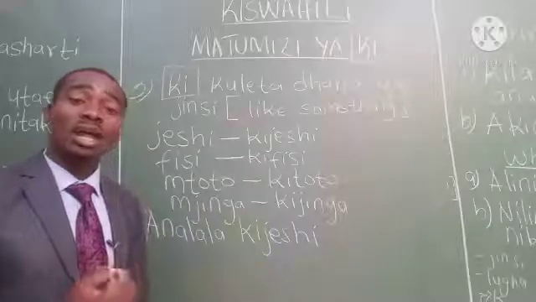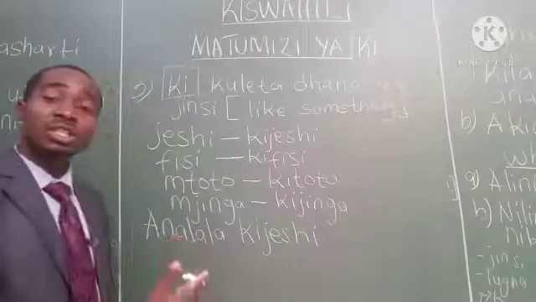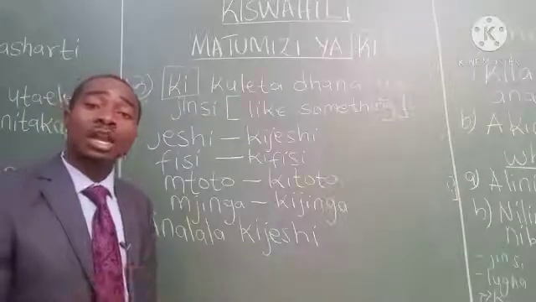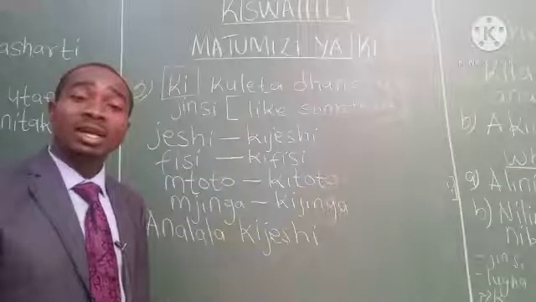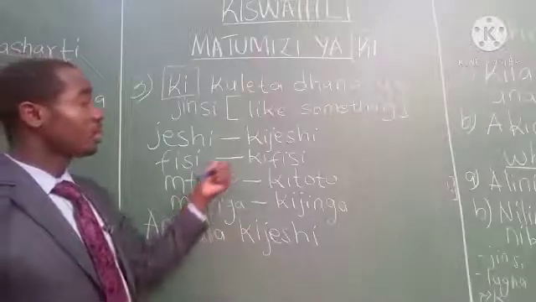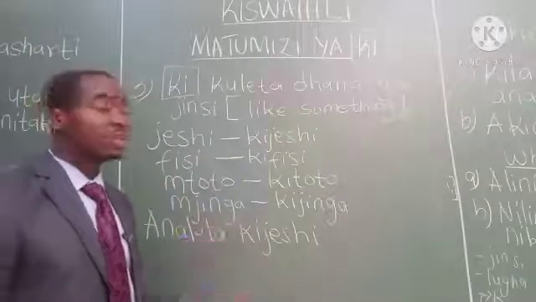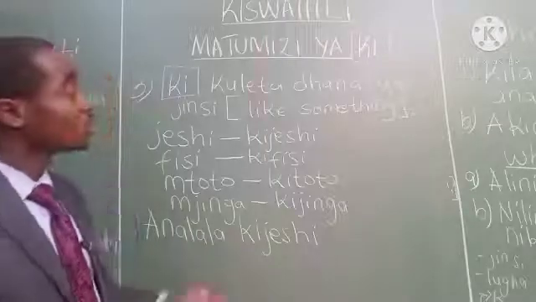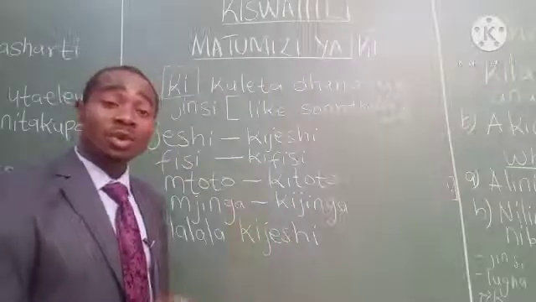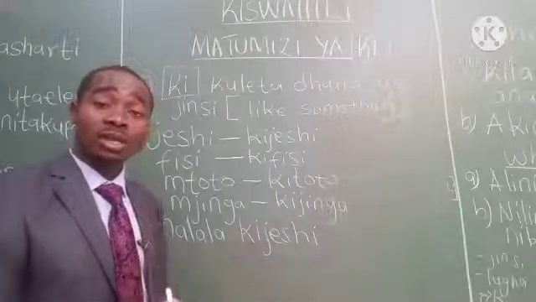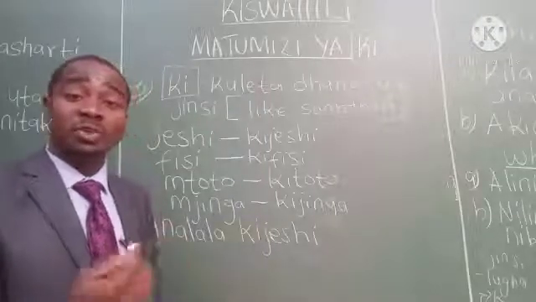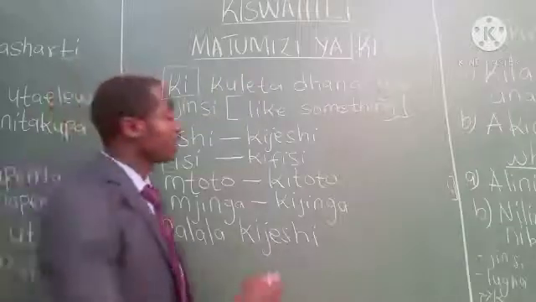Eh? Unalala kijeshi. Analala kijeshi. He's sleeping like an army. Tunalala kijeshi. We are sleeping like an army. Tutalala kijeshi. We will sleep like an army. You see, now instead of using this ki, you can use another word that is kama. So this is kama. Not the kama, the law of nature that when you do something good or bad, it will come back to you. Not that kama, but the kama in Swahili, to liken something to another. Kama.